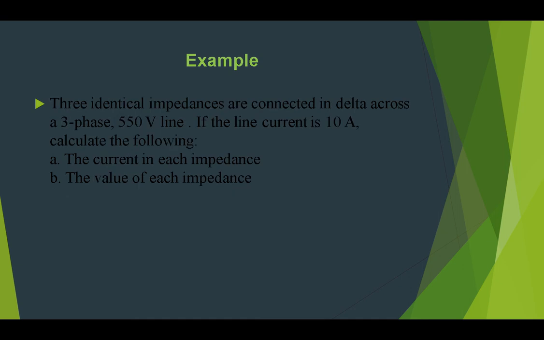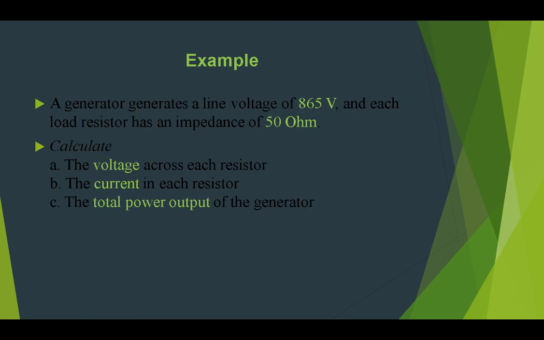Here is another example. We have three identical impedances connected in delta across a three-phase 550 volt line. If the line current is 10 amps, we need to calculate the current in each impedance and the value of each impedance. So this is the problem related to delta connection. The first one is related to Y connection. So go through it and solve it. It is an assignment and homework.